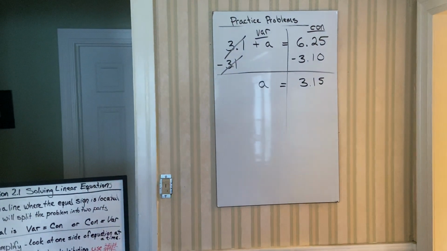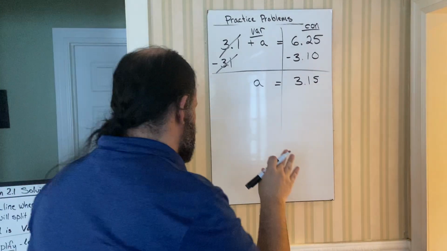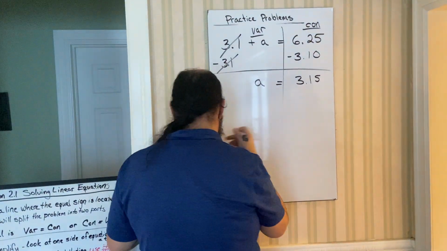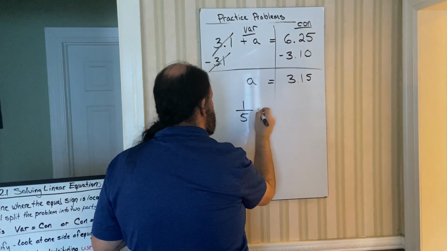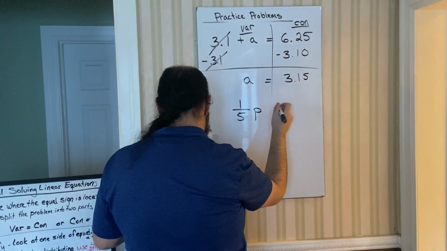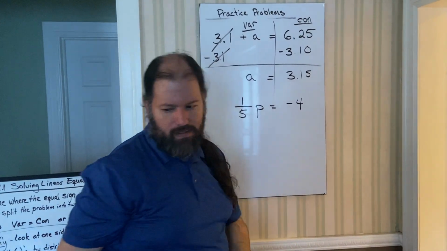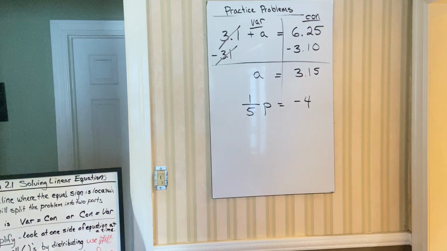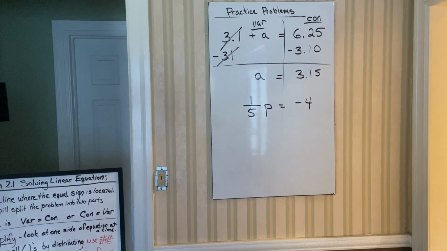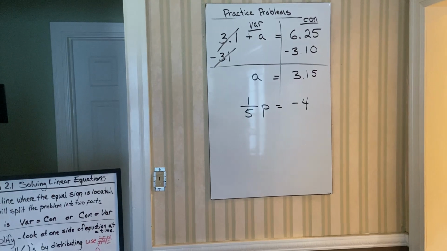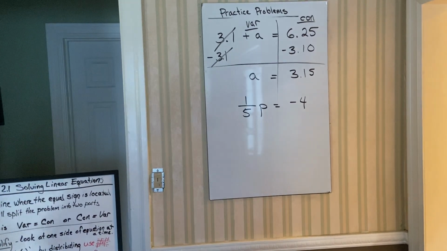Let's show you a tricky fraction problem. Ones where we have it as a coefficient. So let's say we had 1/5 p. So now I have a fraction for a coefficient. Before I showed you fractions with constants. Well, we're still going to do this first step the same.